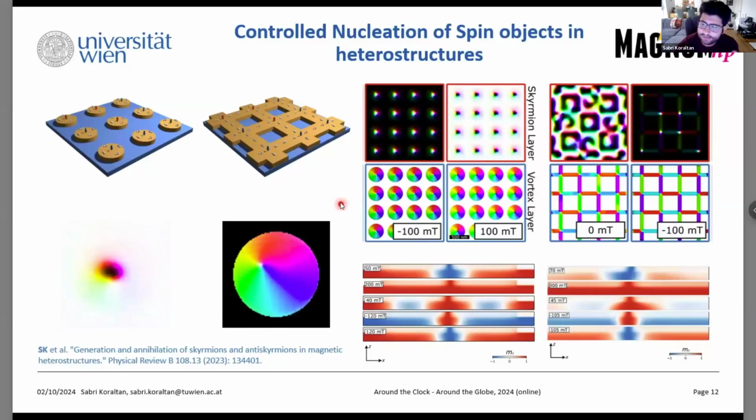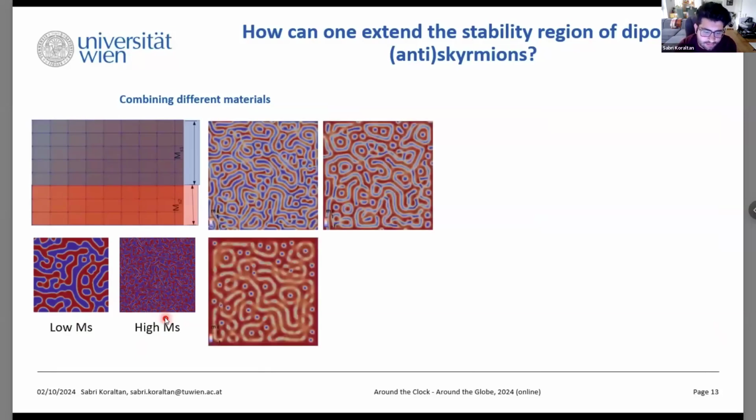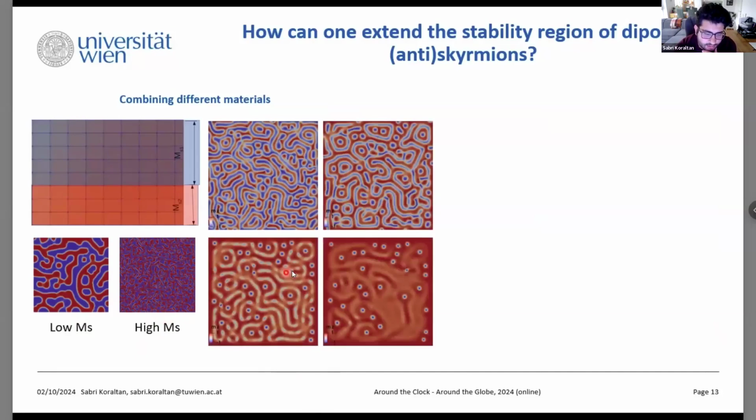So now we know that they exist, the antiskyrmions and skyrmions, we can control them. So let's also have a look if we can increase in which type of materials we can find them. And for this, we combine different materials: something with a low saturation magnetization and something with a high saturation magnetization. If you remember the phase diagram, our goal is to move around this phase diagram. When we combine these, we can see that it's indeed possible to obtain antiskyrmion bubbles as well as skyrmions.